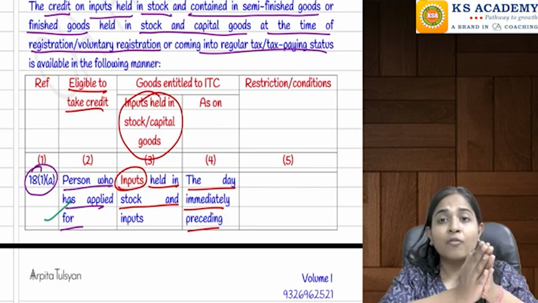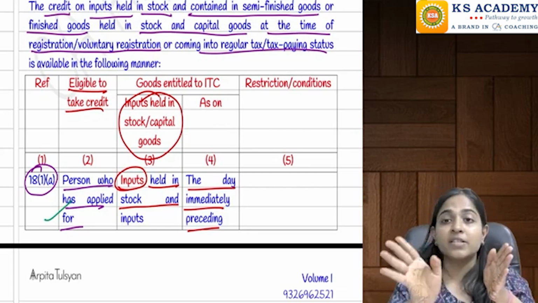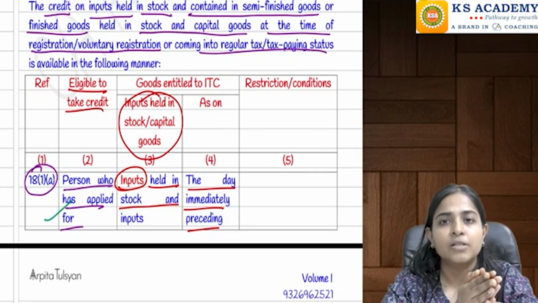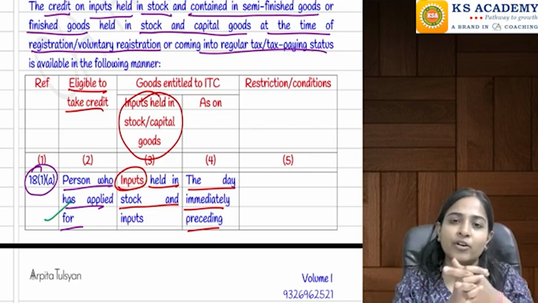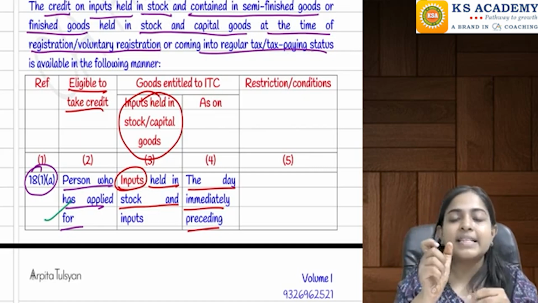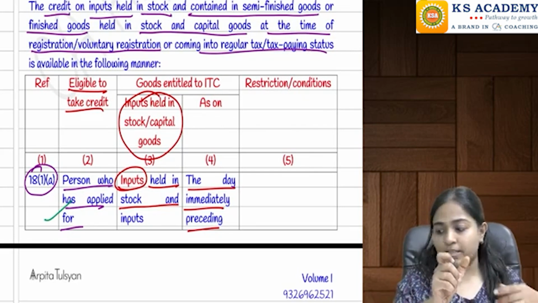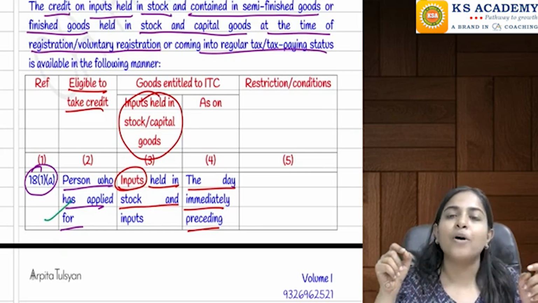I asked, sir, what about input on services? The government said services not available. I asked, sir, what about capital goods? The government said, okay, take the ITC on capital goods also. So whatever is the ITC on your capital goods, minus 5% per quarter.